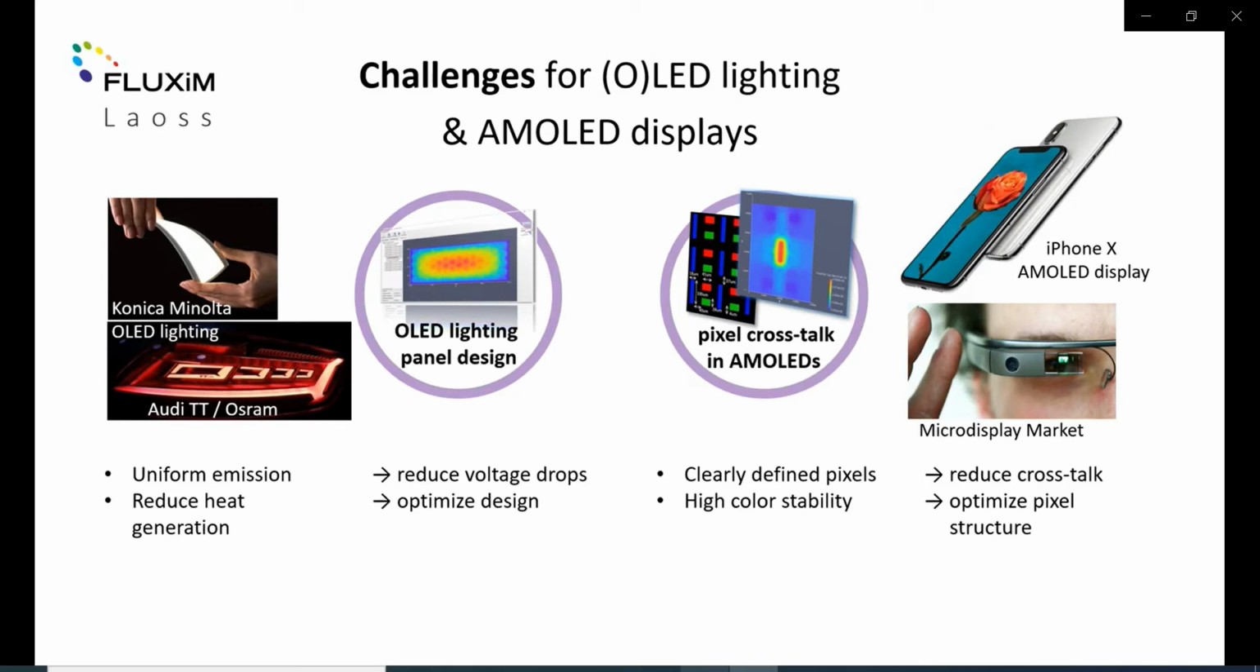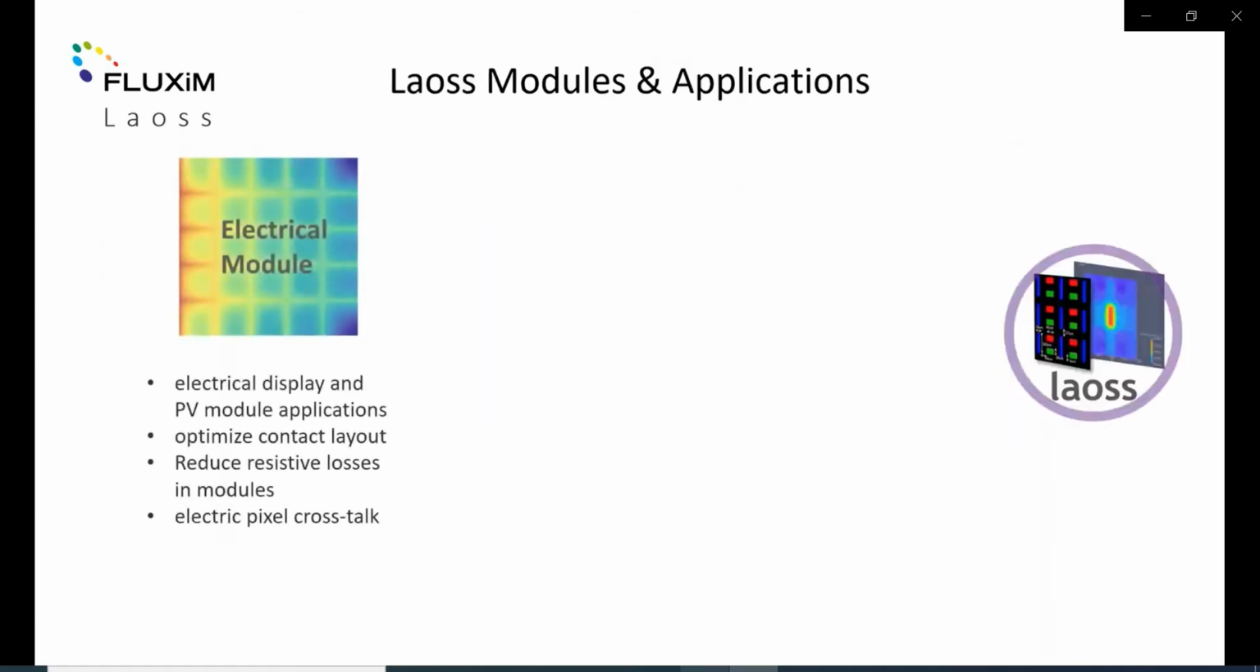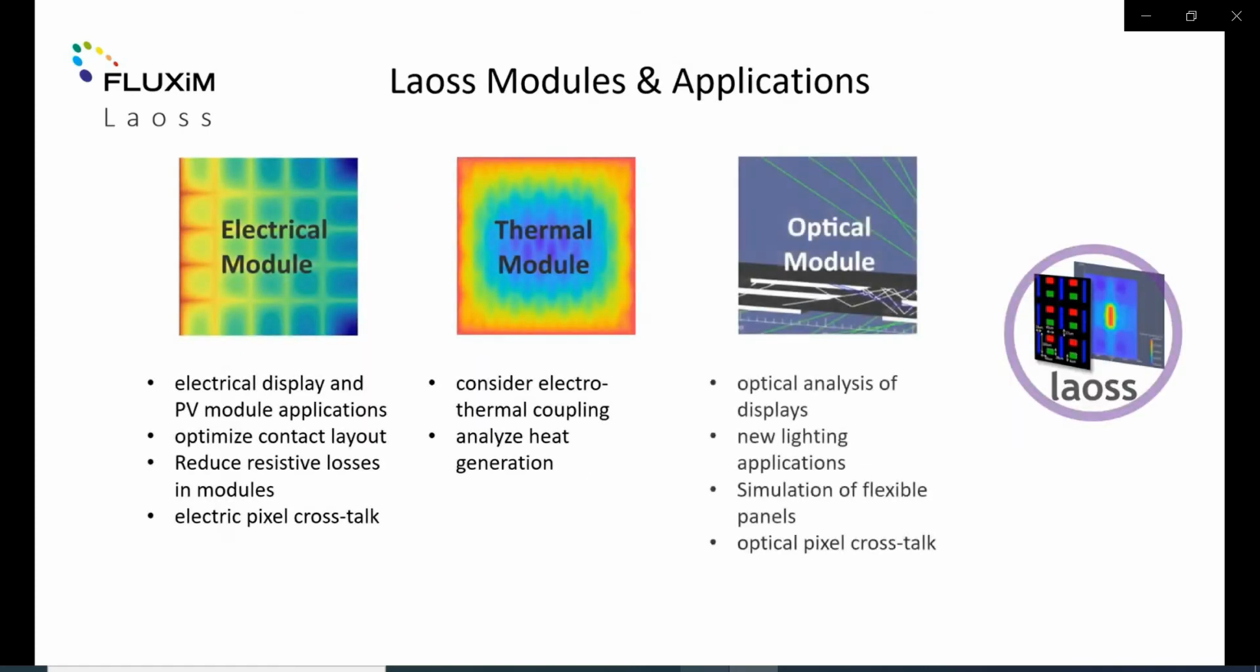In displays, clearly defined colors with a good angular stability are needed. This is achieved by optimizing the pixel layout, their materials, and the structure in between them. LAOS is a simulation software that can address all those challenges. LAOS consists of three different modules: electrical, thermal, and optical. All of them have their specific field of application.